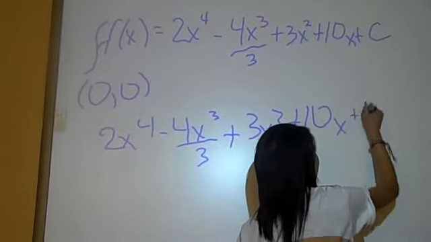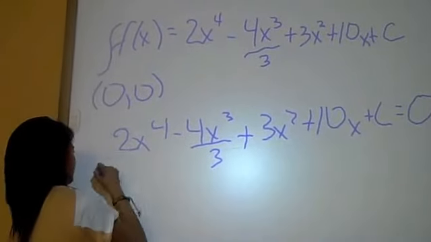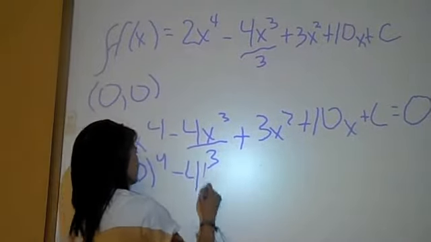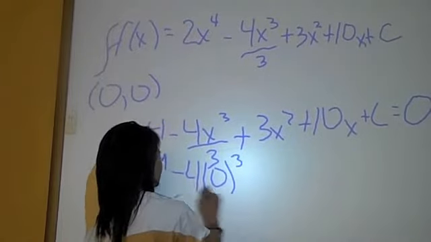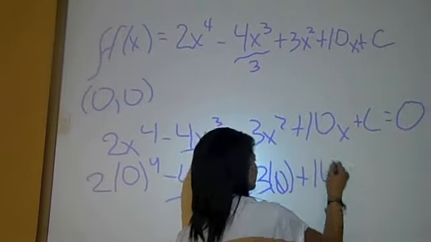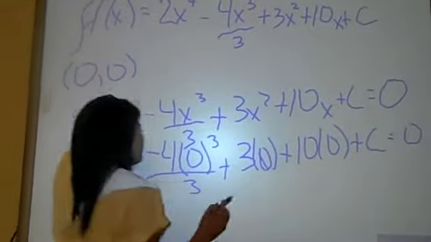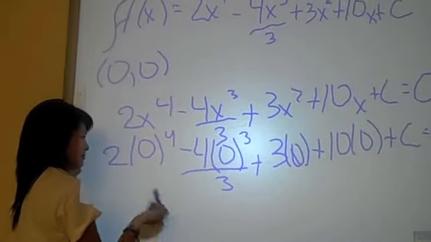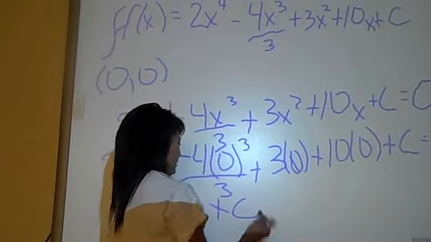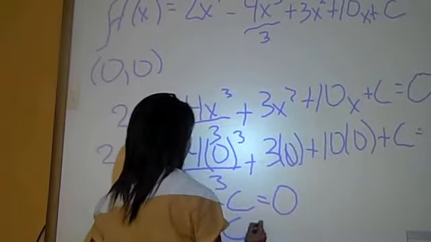And equal it to 0. Now we're going to plug 0 and solve for where the x is. Now we're going to simplify. And all of this, anything times 0 is 0. So it's 0 plus c. Now we're going to simplify this, and we're going to find c. C equals 0.